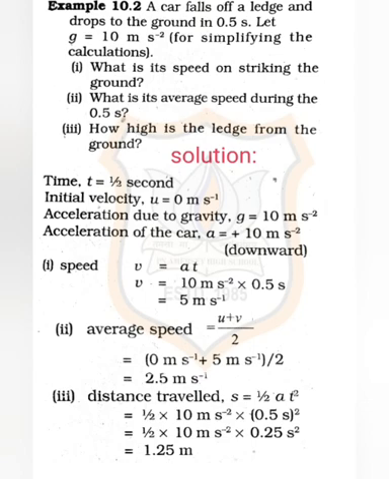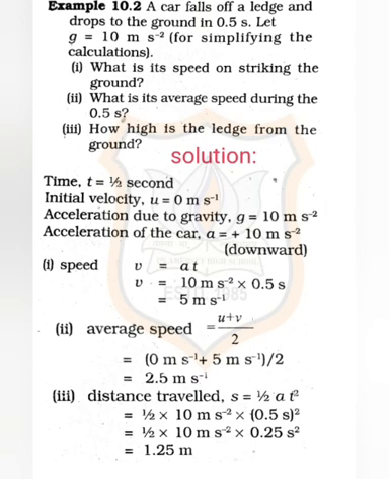So let us start the first point. What is its speed on striking the ground? The speed will be v is equal to u plus at, where u is 0 here, initial velocity is 0. Or we can write v is equal to at, where a is 10 meter per second square and t is 0.5 second. On multiplying 10 into 0.5, we will get 5. And on solving meter per second square into second, we get the answer 5 meter per second, because second square and second will get cancelled out.